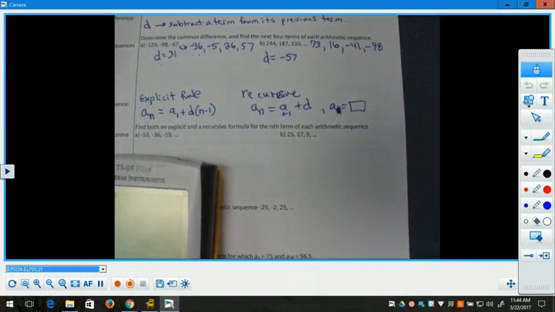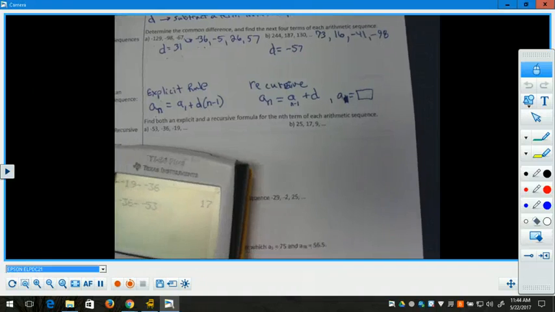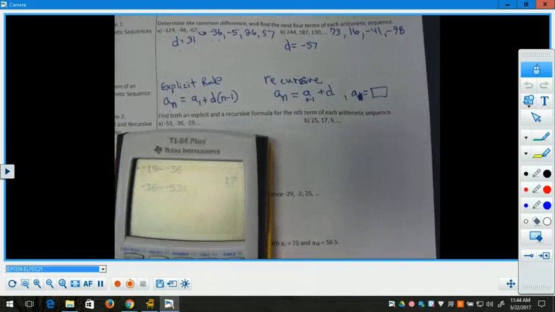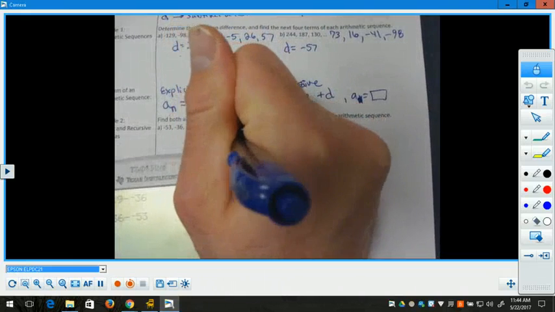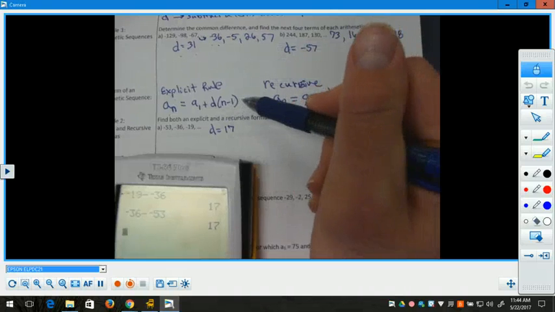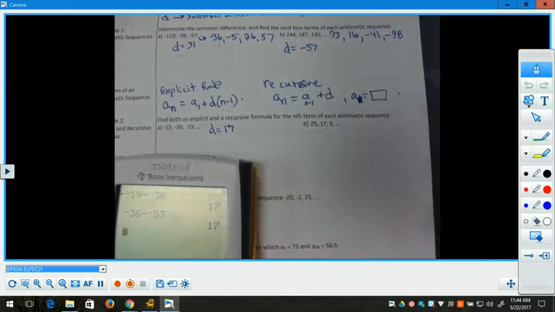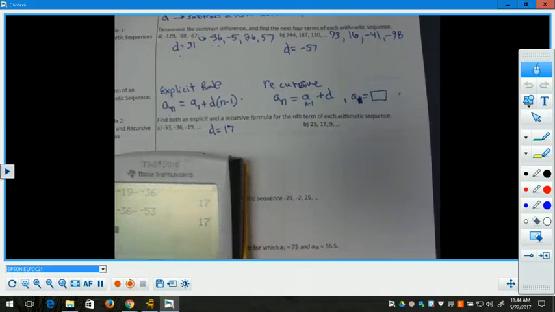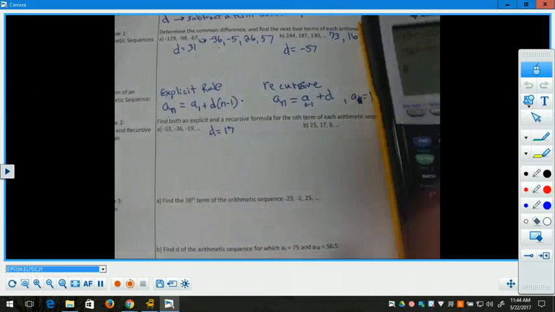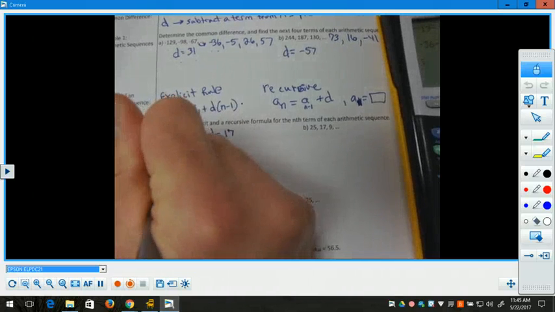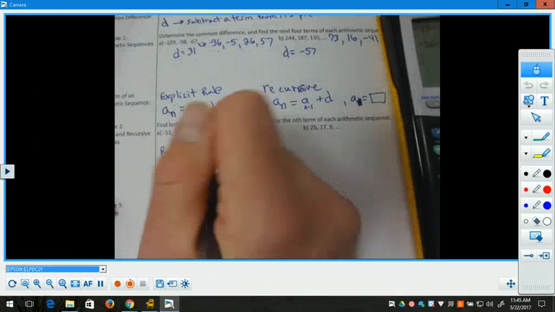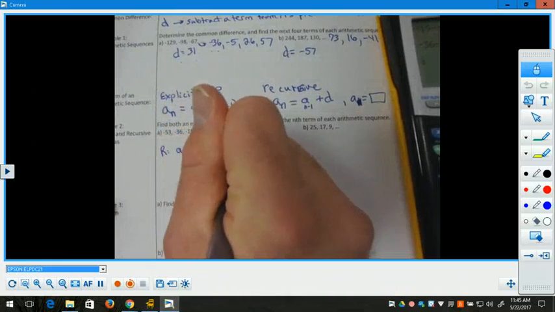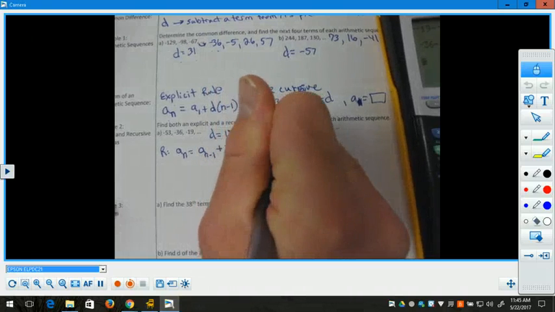So negative 19 minus negative 36. And we're going to get to some that are not arithmetic. So I like to check all the numbers to make sure they do in fact have a common difference first. Because if they don't, then I can't use this arithmetic formula for the explicit rule or for the recursive rule. I'd have to use something else. So for this one, d is 17. That means that our recursive rule will be a sub n equals a sub n minus 1 plus 17, where a sub 1 is negative 53.